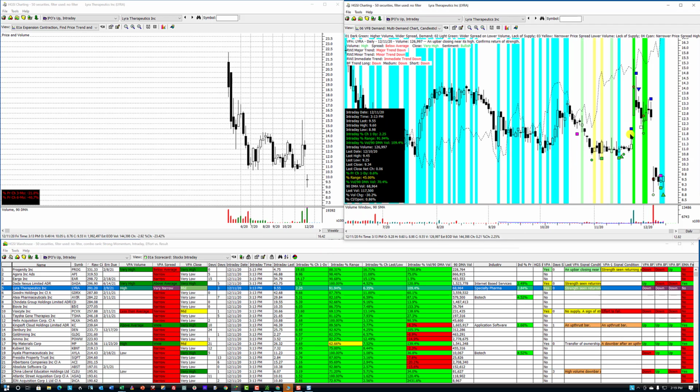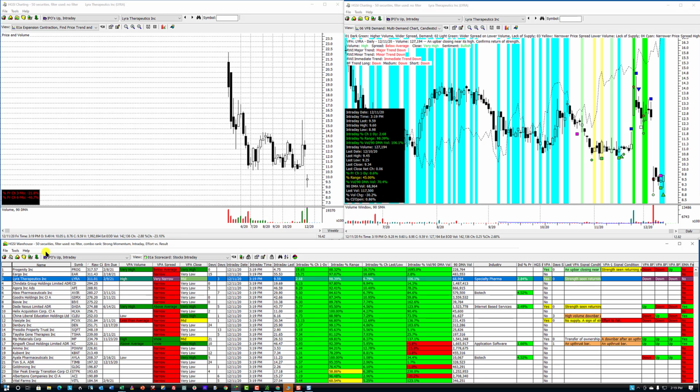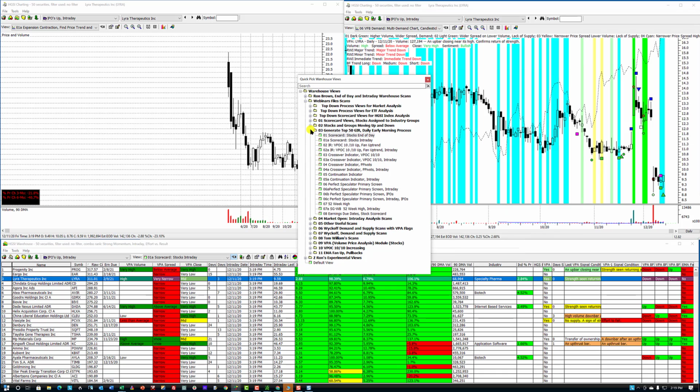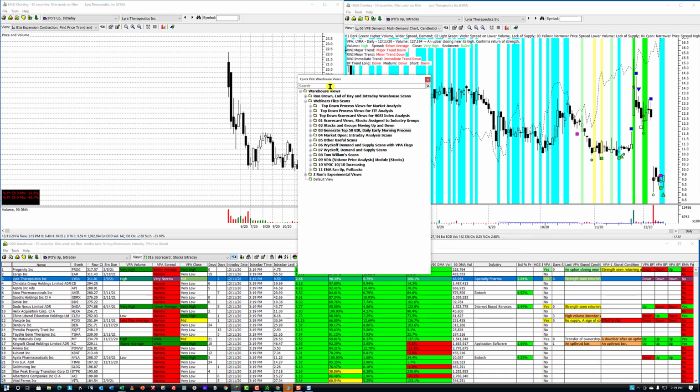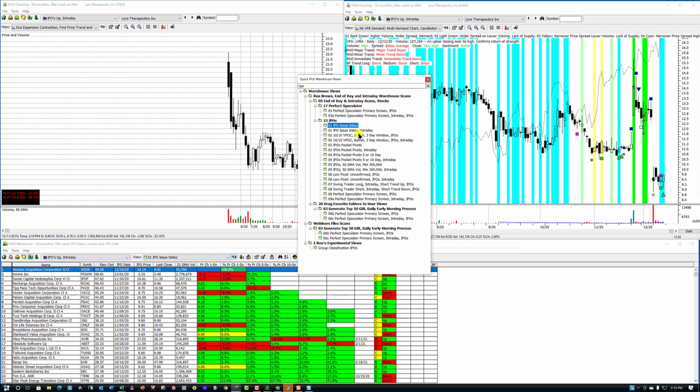So if you like to play IPOs, I don't really like the looks of this one, but it's up for the day. That's why it's passing the screen. Now, one thing about this screen, these IPO stocks, as soon as they are in the database, they're going to start appearing through this scan. I do want to point out that if you go up here to my files, just type in IPO and go to IPO issue dates.